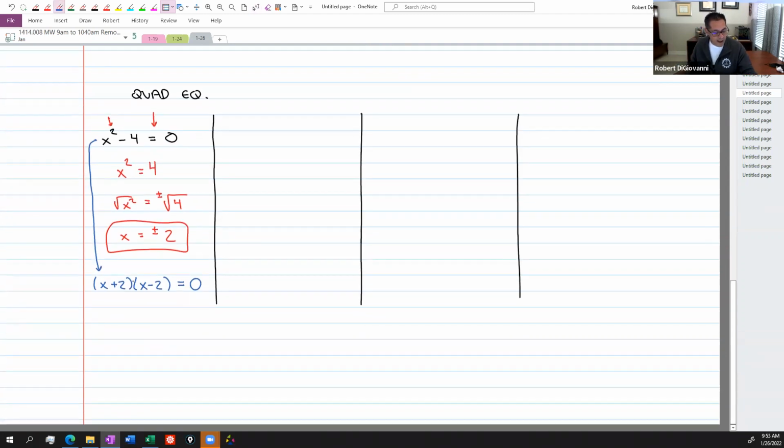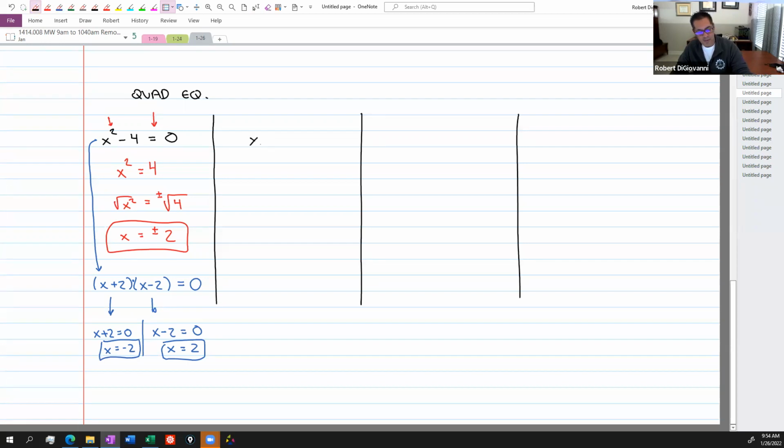And once you have it factored like this, you can set each of these factors equal to 0. You set X plus 2 equal to 0, X minus 2 equal to 0. And then those are just little linear equations. You just solve for X. So move the 2 over, move the -2, like get rid of it. So you add 2 to both sides and you get 2 answers, 2 and -2. Same 2 answers you get this way. Questions there? No?